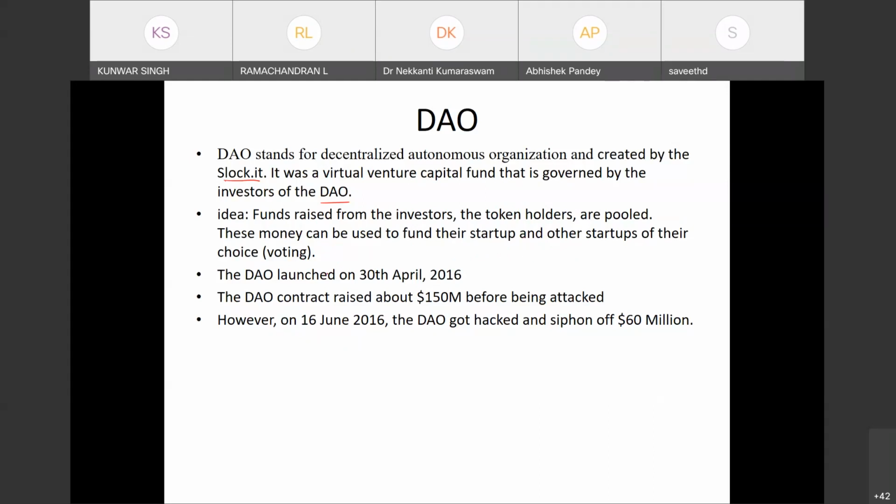Okay, so this was launched on 30th April 2016, and it was able to raise $150 million before being attacked. This much money was raised. Okay. And after 30th April, you see May, June, what happened within that time: an attack, and the attacker siphoned one third of the money. $60 million was siphoned by the attacker. This is the DAO.